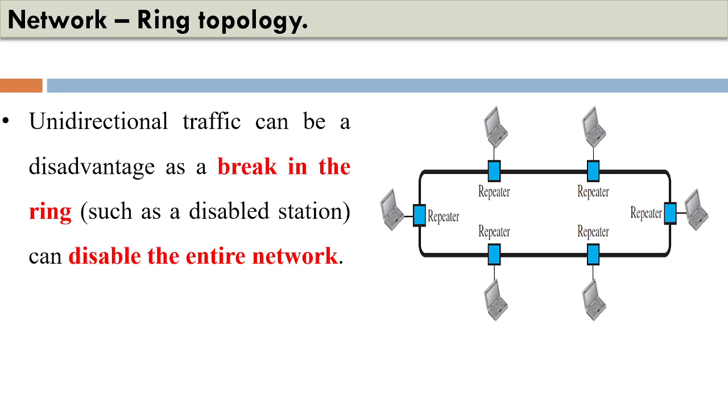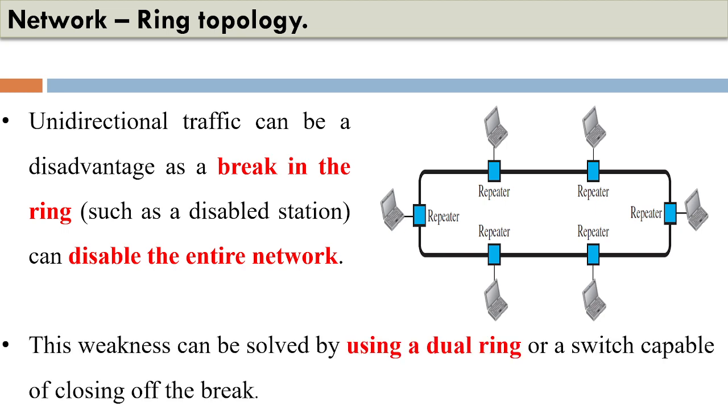Now this can be overcome by using another ring, which is a dual ring, or we can have bypass switches which can actually bypass the disturbed node, and again the ring can start working.